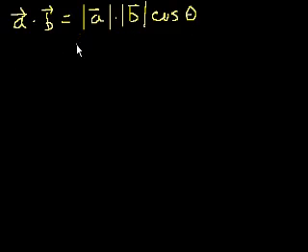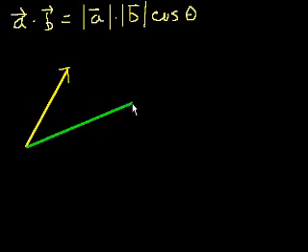Now, where does this come from? This might seem a little arbitrary, but I think with a visual explanation, it'll make a little bit more sense. So let me draw arbitrarily these two vectors. So that is my vector A, nice big and fat vector. It's good for showing the point. And let me draw vector B like that. Then let me draw the angle between them. This is theta.